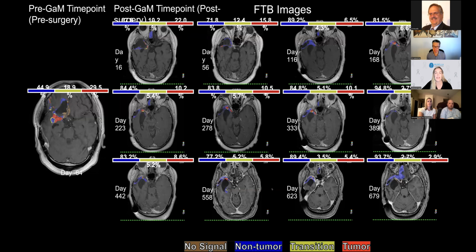Okay, perfect. Can you use FTB maps to aim stereotactic radiosurgery? Yes, in theory, you can, because it can be imported or overlaid on the stereotactic MRI that is used to guide radiation therapy. So in theory, yeah, you can do that.